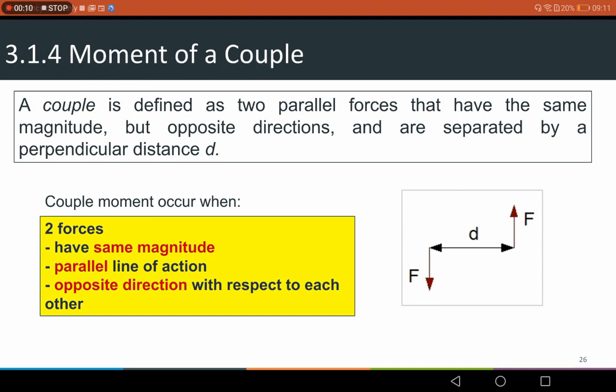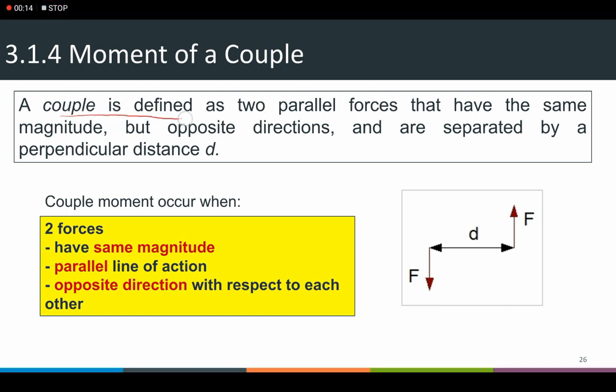First, what is a moment of a couple? A couple is defined as two parallel forces that have the same magnitude but opposite directions and are separated by a perpendicular distance d. So there are 3 points here: two parallel forces, same magnitude but opposite directions, separated by perpendicular distance d.